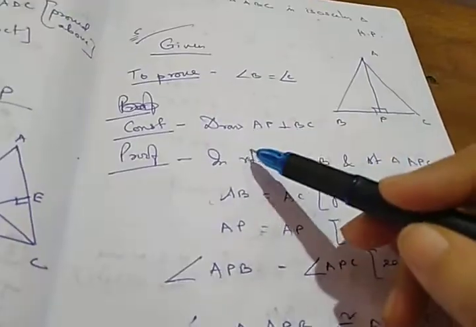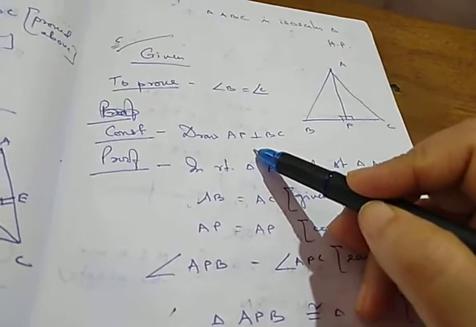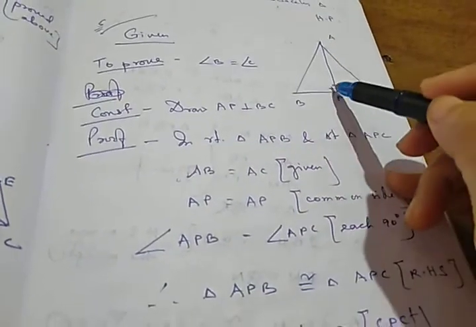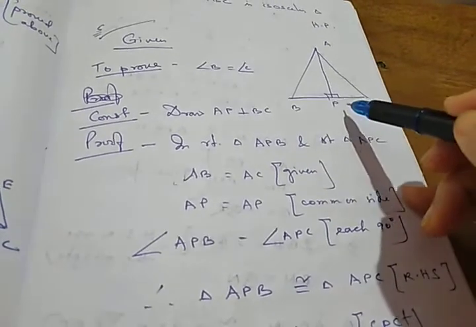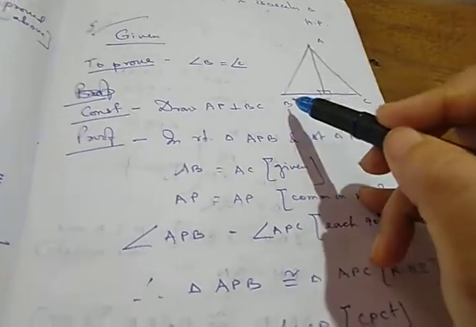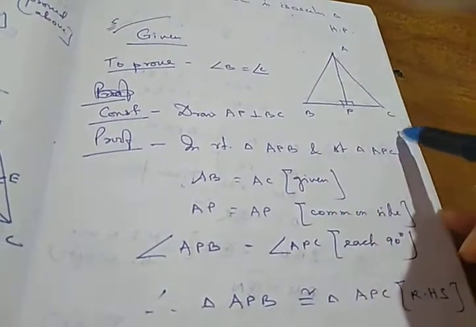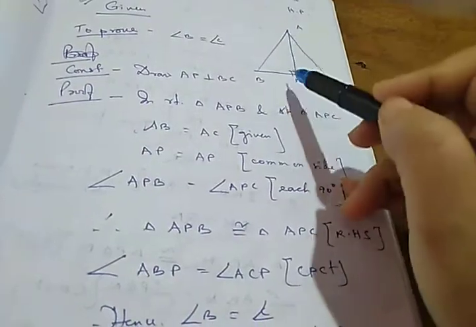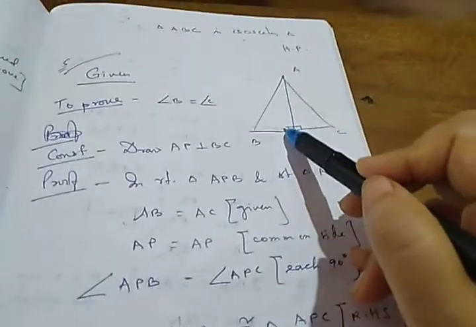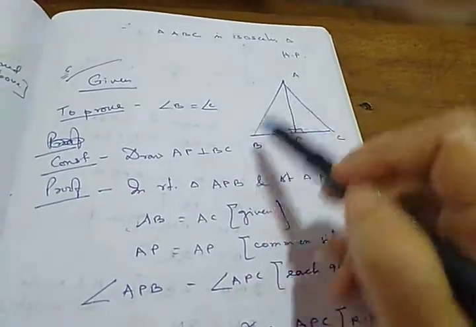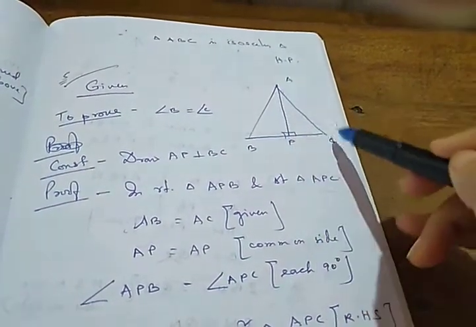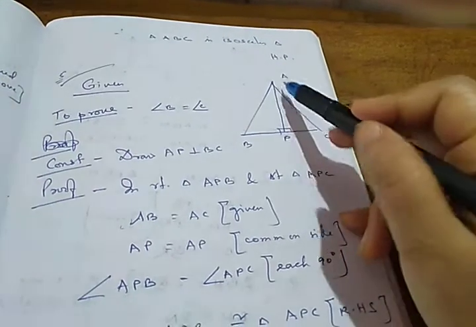Now again, you have drawn AP perpendicular to BC. Perpendicular means only 90 degrees, not bisector. If they had mentioned bisector, then you could take the information that BP equals PC, but here you can't take it. Now in right triangle APB, this is a right triangle, this perpendicular is given. So angle APB and angle APC are 90 degrees. AB equals AC, it is given, and angle APB equals angle APC because each is 90 degrees.